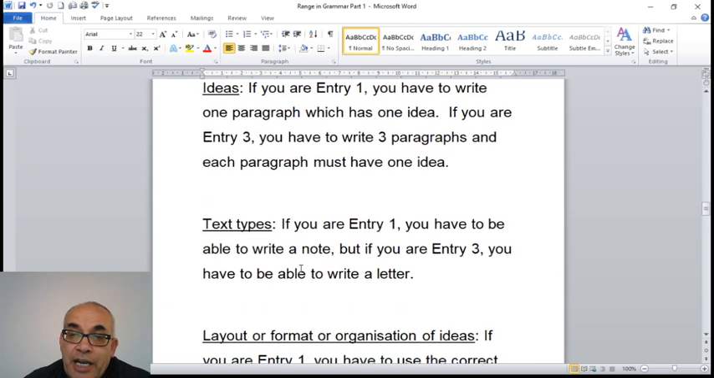Again, range of text types. If you are entry 1, you have to be able to write a note. So if you are entry 1, you write a note. But if you are entry 3, you have to be able to write a letter. So that is more, write more. But it's not about writing more, it's about how we write it.